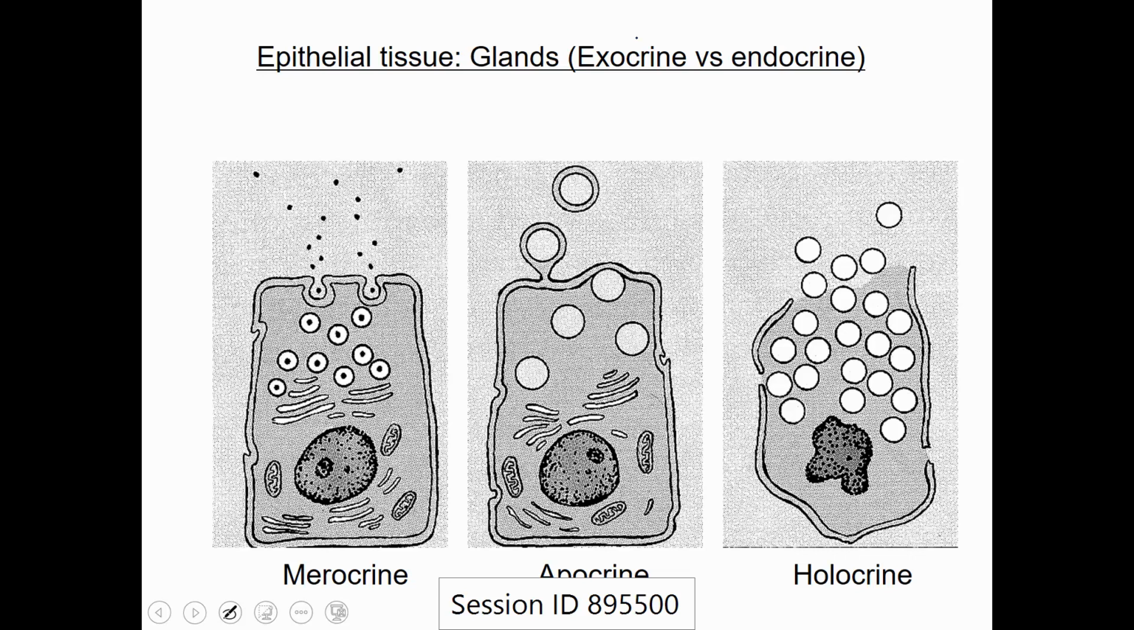Holocrine is the third type of secretion, where the cell, in a form possibly of apoptosis, just opens up and dumps its entire product out. We'll talk about that when we talk about skin. So, sebaceous glands.